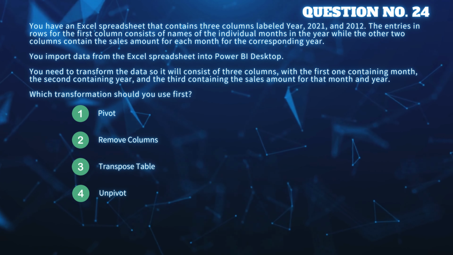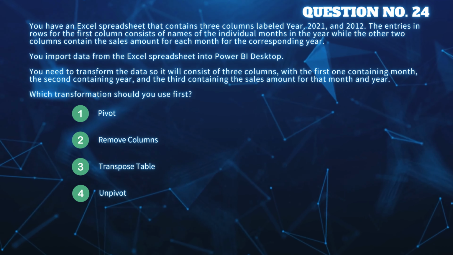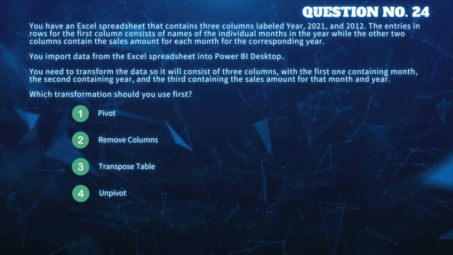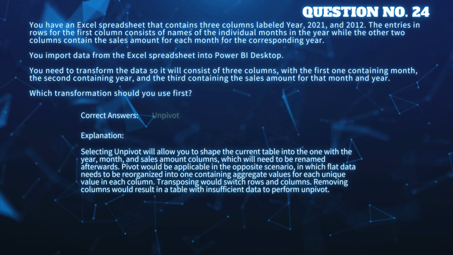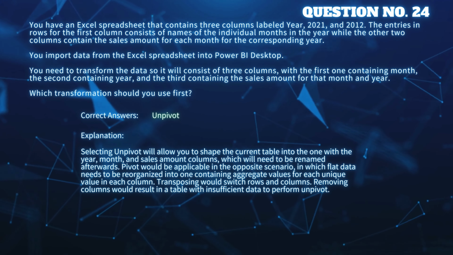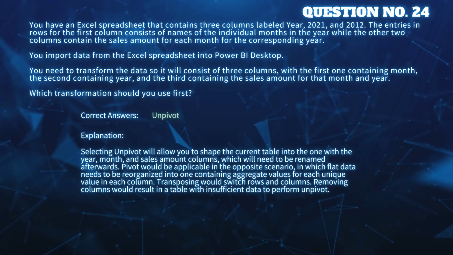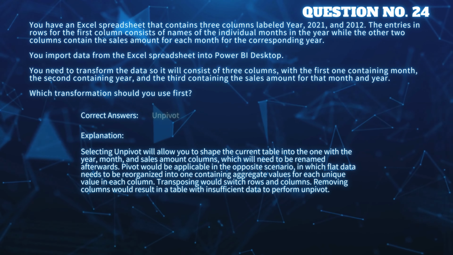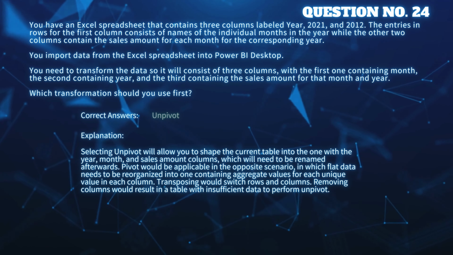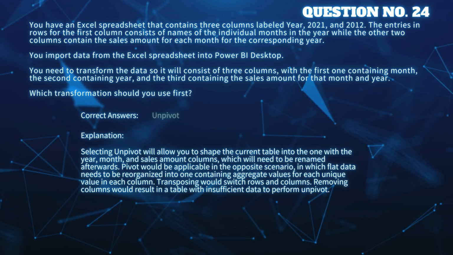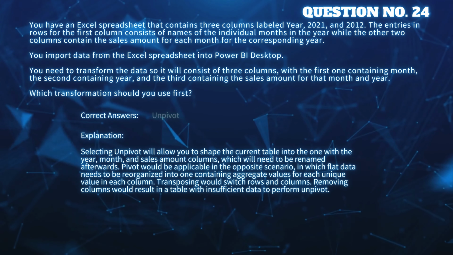Option 1, Pivot. Option 2, Remove columns. Option 3, Transpose table. Option 4, Unpivot. Correct answers, Unpivot. Explanation: selecting Unpivot will allow you to shape the current table into the one with the year, month, and sales amount columns, which will need to be renamed afterwards. Pivot would be applicable in the opposite scenario, in which flat data needs to be reorganized into one containing aggregate values for each unique value in each column. Transposing would switch rows and columns. Removing columns would result in a table with insufficient data to perform Unpivot.